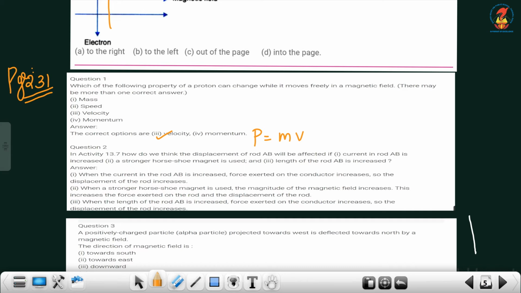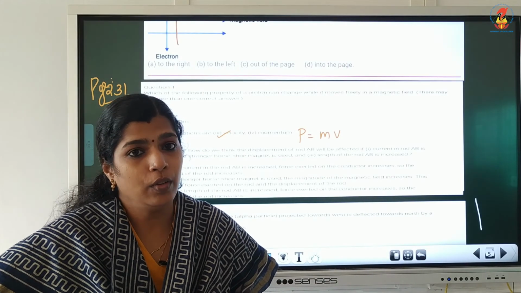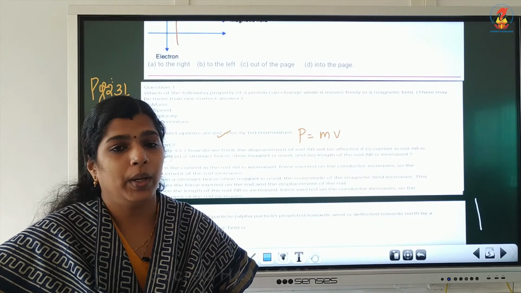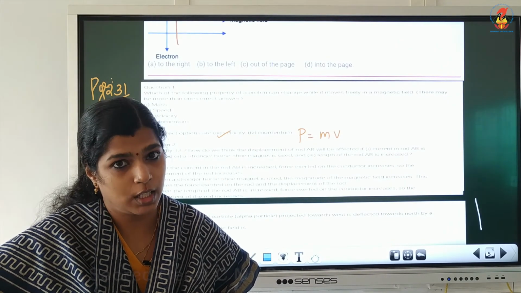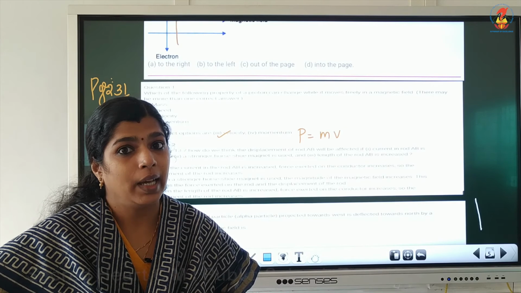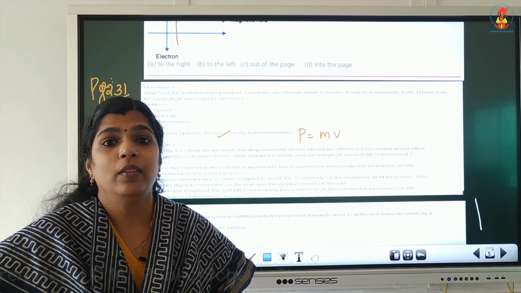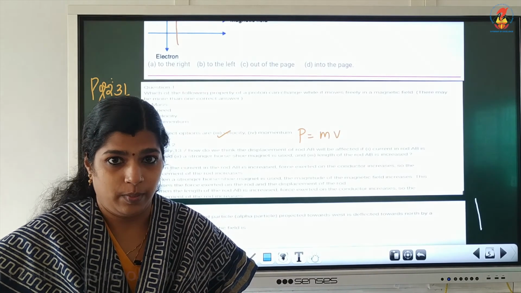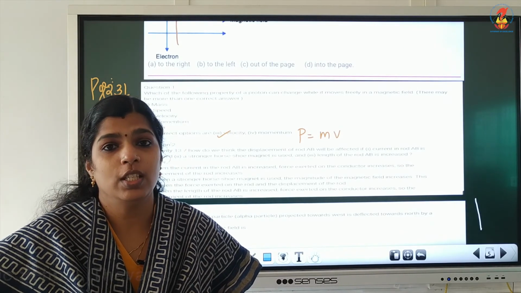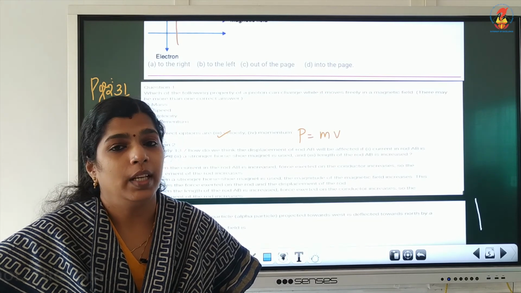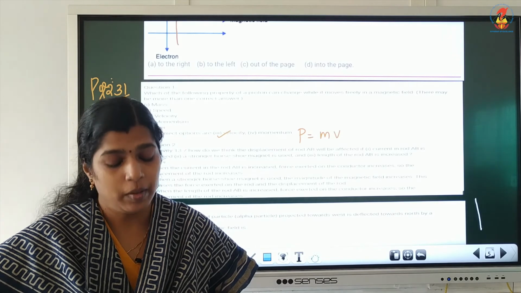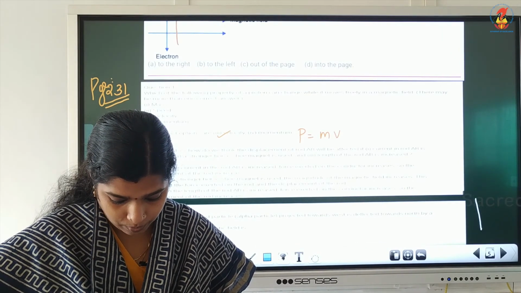The explanation is, when a charged particle enters a magnetic field at right angles, it moves in a circular path with constant speed. But the direction at each point will be changing. So its velocity is changing. So if velocity is changing, momentum, that is the product of mass and velocity, will also change.